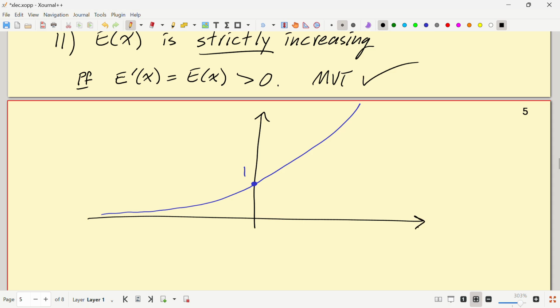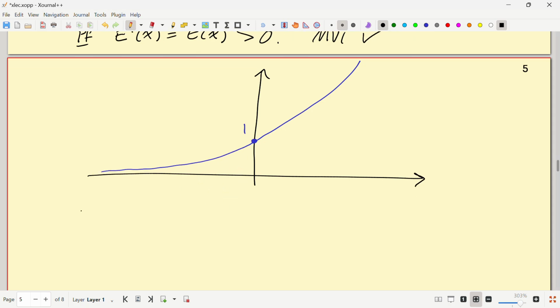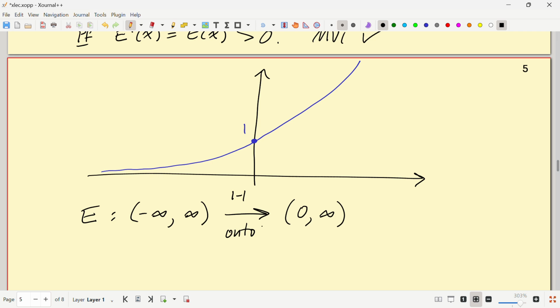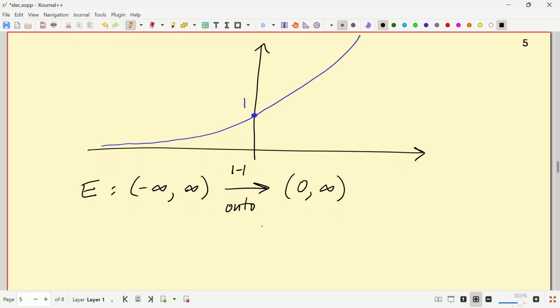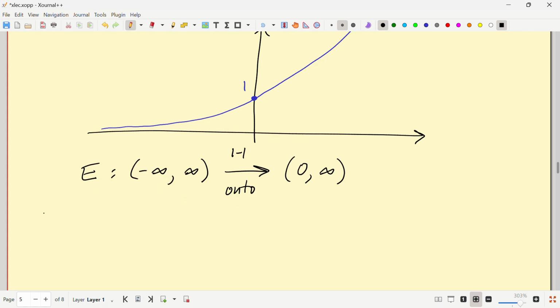And so we see that e of x maps minus infinity to infinity. Let's see, it maps to positive things, so that would map minus infinity to 0 infinity. And because it's strictly increasing, it's 1-to-1 and onto. And it's differentiable. In fact, it's C infinity smooth. What was that up to, number 11? 12, e is C infinity smooth.